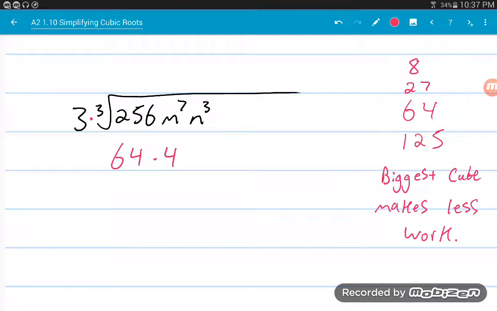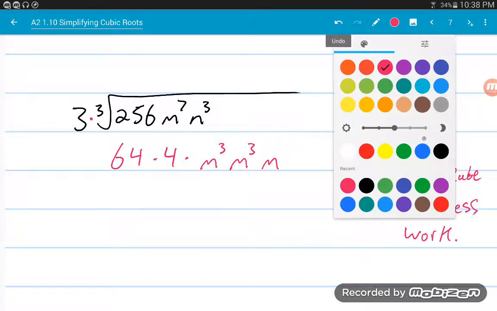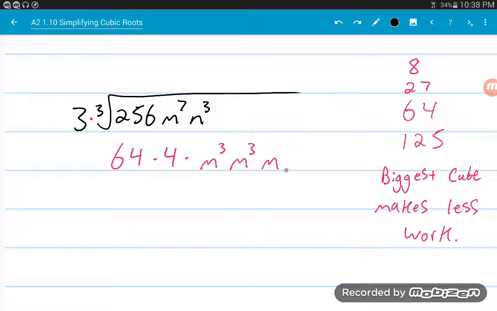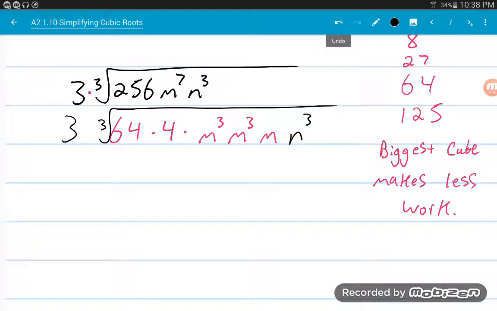I'm going to break down the exponents now. Remember that I want 3's. So m to the 7th, I can pull 3 m's off. I can pull another 3 m's. That's 6 m's. I have 7. So 1 more m. The n cubed, actually, is already pretty nice. The n cubed is already a cube. So I'm just going to rewrite him. Now I'm going to put the cube root over the top. Put the 3 back in front. And I can move on to my next simplifying step.